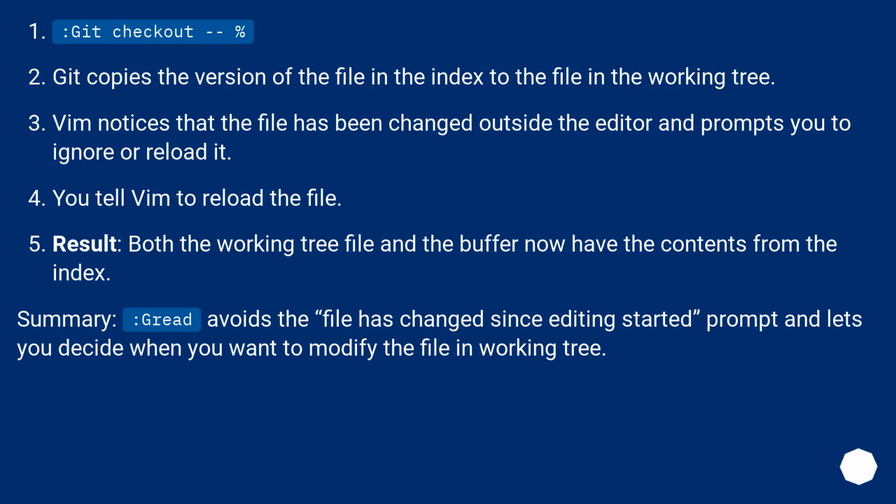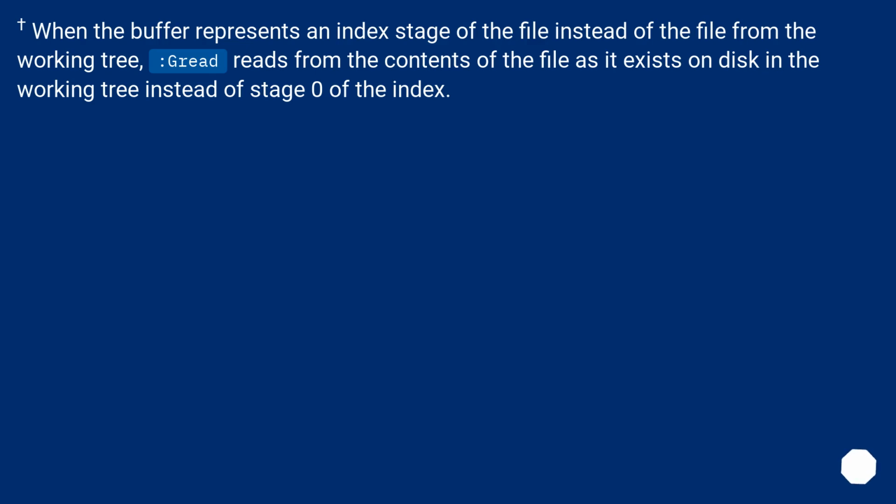Summary: :Gread avoids the "file has changed since editing started" prompt and lets you decide when you want to modify the file in the working tree. When the buffer represents an index stage of the file instead of the file from the working tree, :Gread reads from the contents of the file as it exists on disk in the working tree instead of stage 0 of the index.